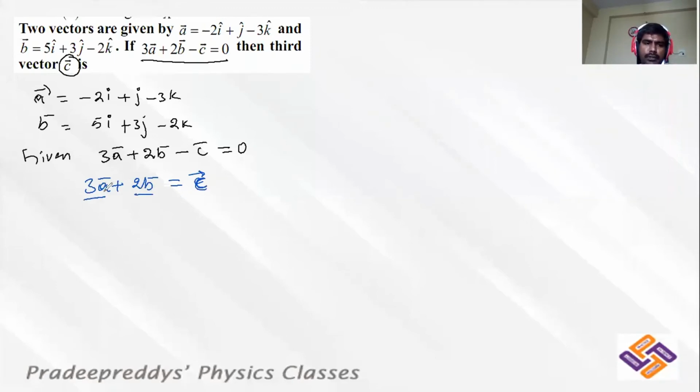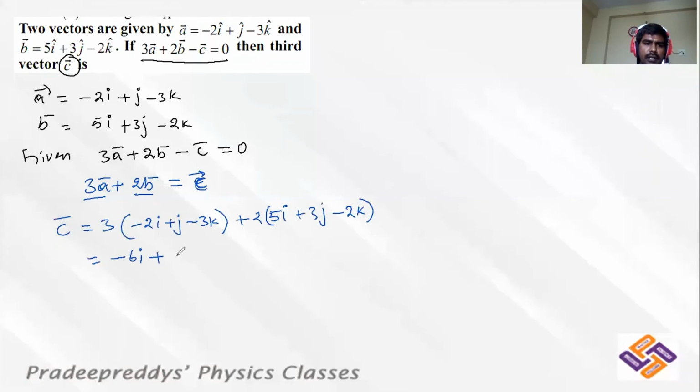That means a bar, the vector, you have to multiply 3 times, and b bar you multiply 2 times, and if you add both you get c bar. So that is what I will do now. C bar is equal to 3 times a, which is minus 2i plus j minus 3k, plus 2 times b, which is 5i plus 3j minus 2k. This is equal to minus 6i plus 3j minus 9k plus 10i plus 6j minus 4k.